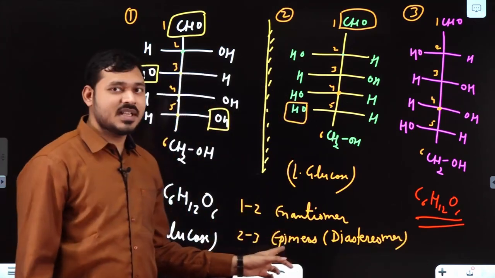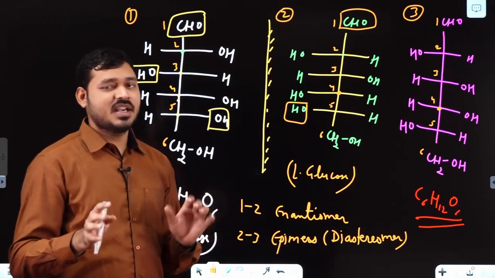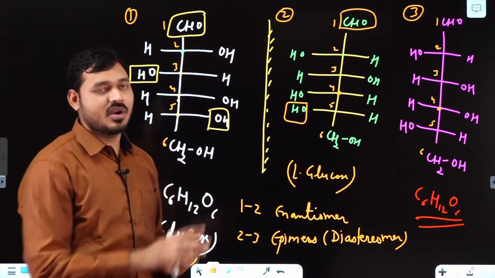See, if a compound is an epimer, it must be a diastereomer. But if a compound is a diastereomer, it is not necessary that it will be an epimer.